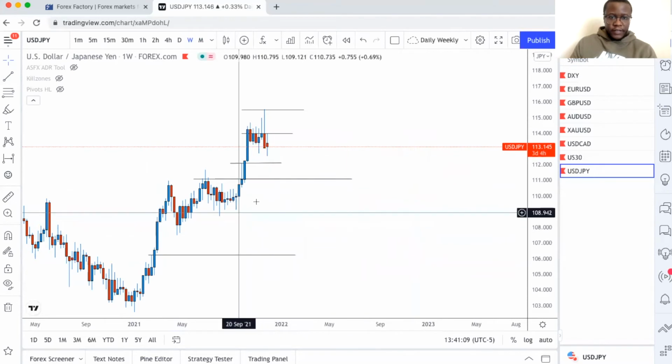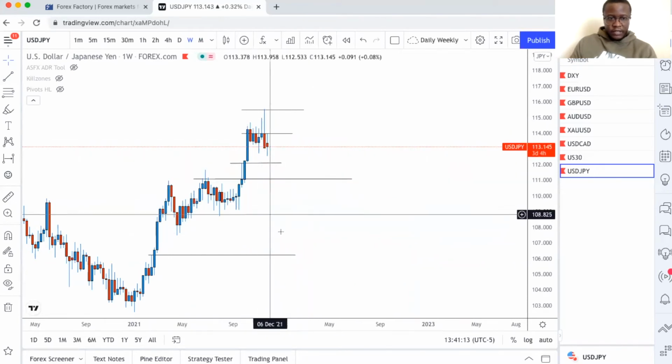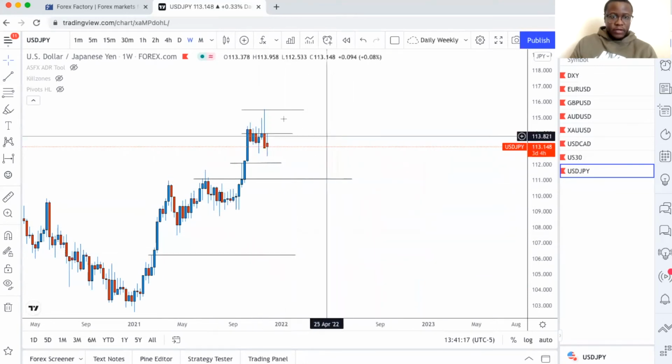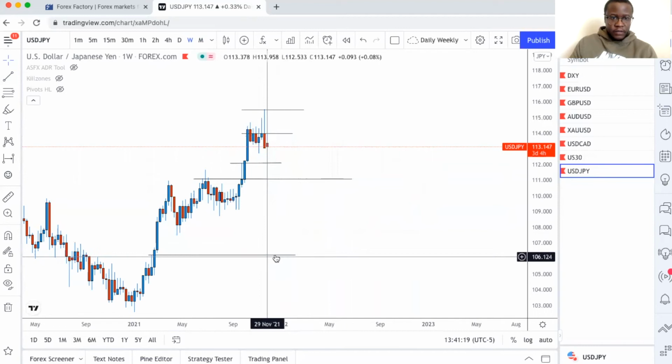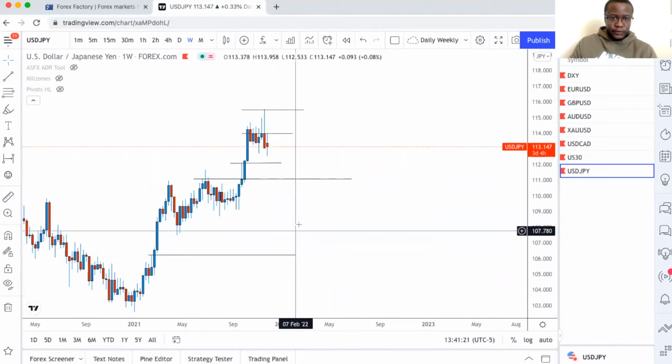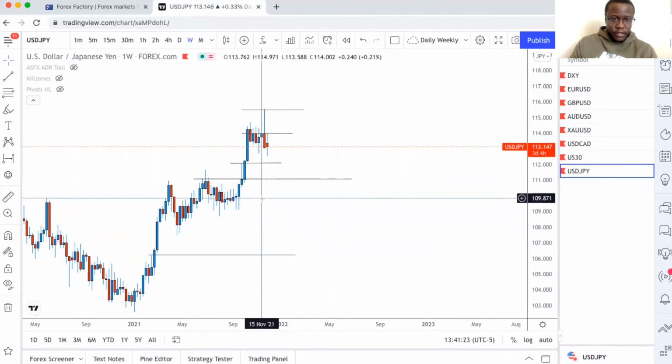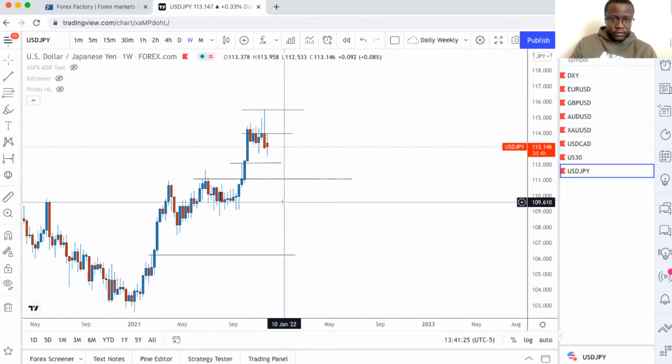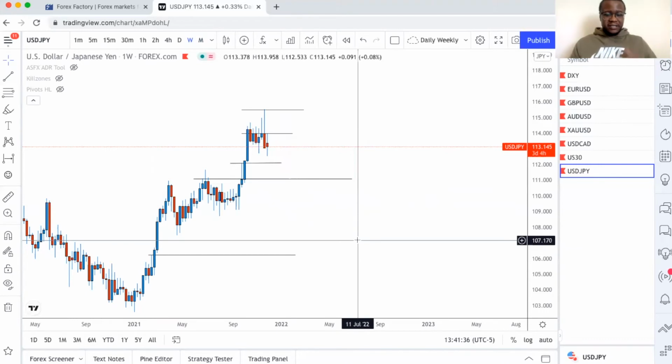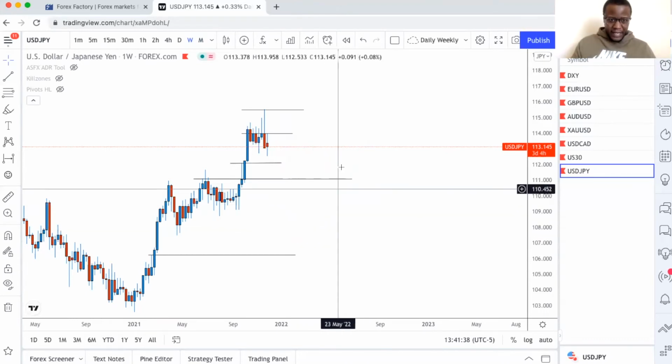All right, so the market will at some point come down and clean these lows and want to rebalance right here. So that's a weekly level. I would mark off these lows, but I don't want it to be too cluttered at the moment. So I just leave it as is.